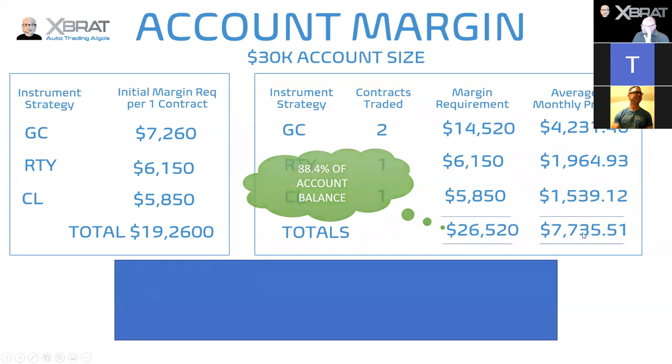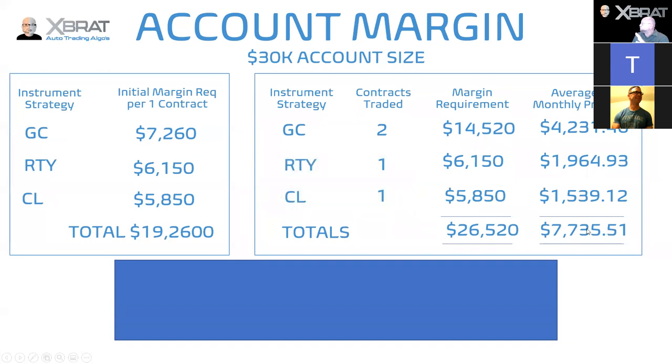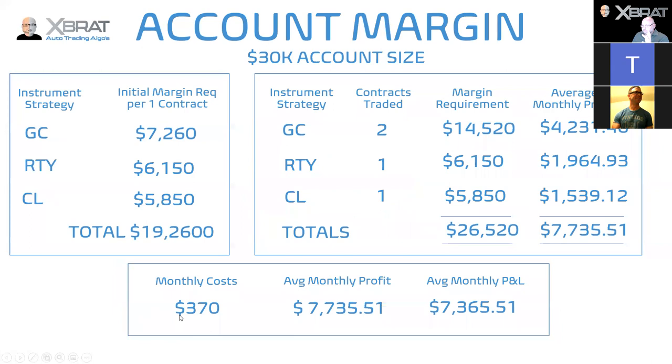Your average monthly profit should be around $7,735, which is pretty good. And again, the costs remain the same. Monthly cost, $370. Your average monthly P&L now is $7,365. So this is where that compounding effect comes in. Even if you start with 10 grand at the beginning, after a couple of quarters you may be up to 30K, and you'll be able to increase those contract sizes and increase that monthly profit for the same monthly cost. And that's one of the main things.